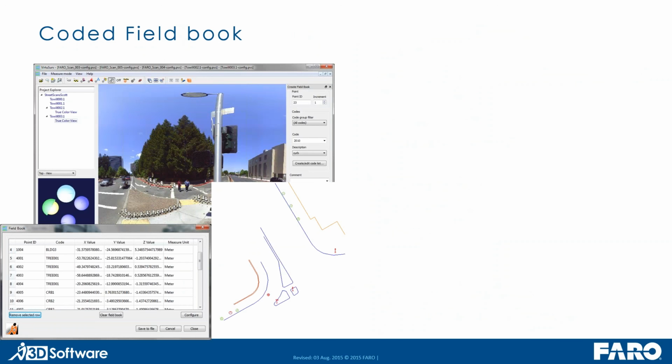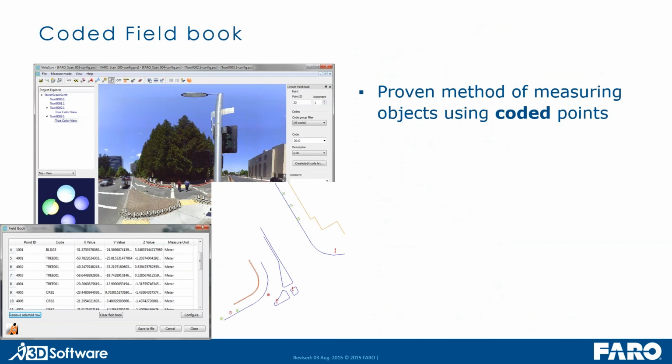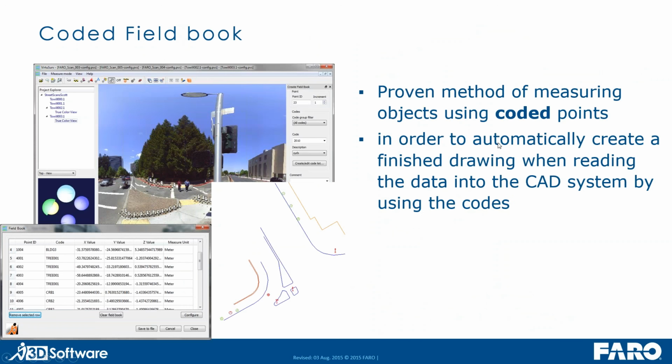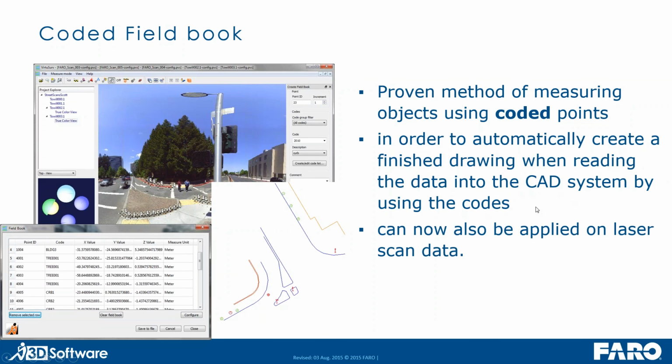So the coded fieldbook option provides the proven method of measuring objects using coded points in order to automatically create a finished drawing when reading the data into the CAD system by using the codes. And this proven method can now also be applied to laser scan data. Usually this comes from surveying with total stations.